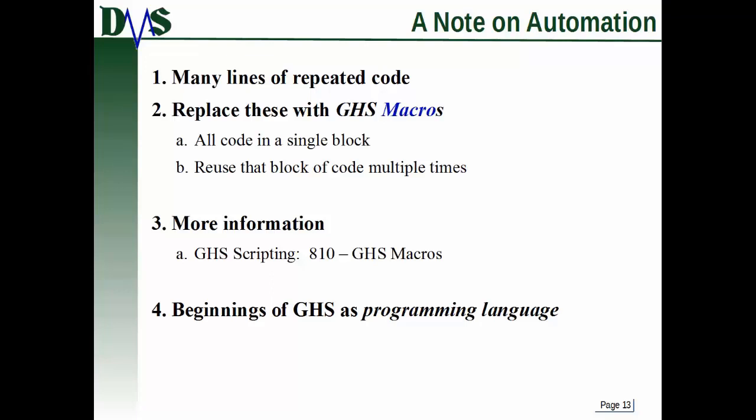Now, what you'll eventually want to do is replace those with GHS macros. That's getting into advanced scripting in GHS, but it's really something you want to do because that's where GHS really becomes powerful and worth the effort of learning everything. What a macro does is it puts all the code in a single block, and it lets you reuse that block of code multiple times, basically acting as a function. So if you want to learn more about GHS macros, you can go to the tutorials on GHS scripting. Tutorial number 810 covers GHS macros.